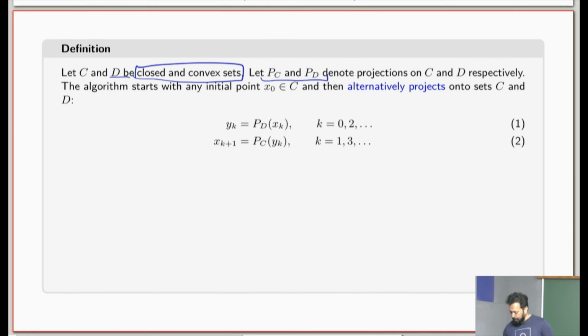Okay, so after that, it's basically about alternating. In this algorithm, we initialize from one of the sets, so our initial guess is not necessarily from completely outside. Okay, so let us say this is C and this is D. We are saying that my initial guess x naught starts from C, which usually won't be difficult.